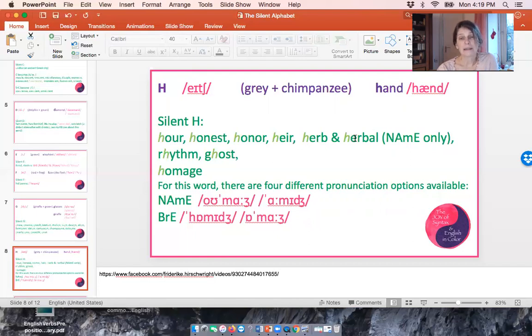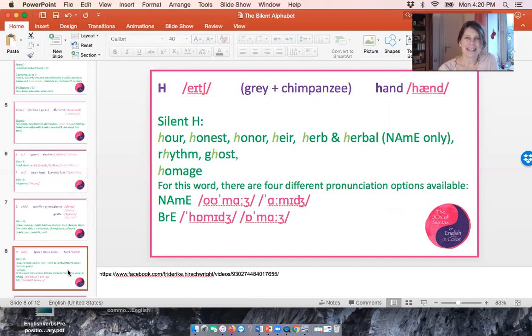Now with these two words, herb and herbal, the H is only mute when we use American pronunciation. In British English, the H is pronounced. Then we have rhythm and ghost. And this word, homage, is interesting. There are two pronunciation options in each language. In American English, some people say homage and some say homage, and the pronunciation depends a little bit on the meaning. So look up the word, and watch people use it and see when they use which. In British English, you hear these two options as well.